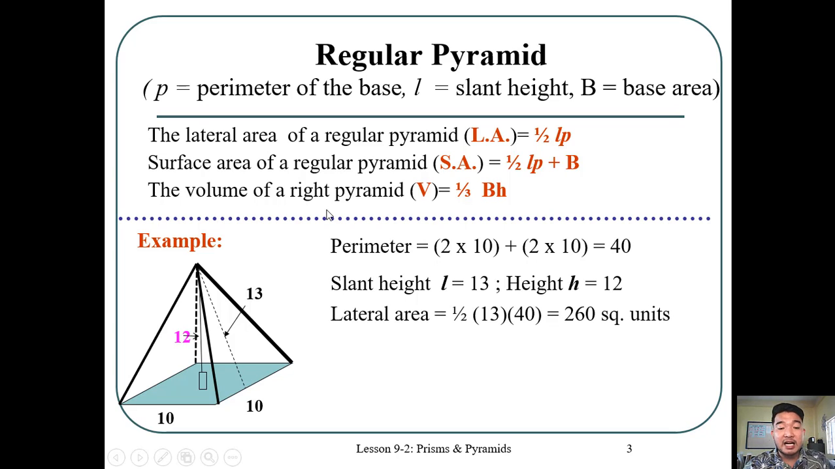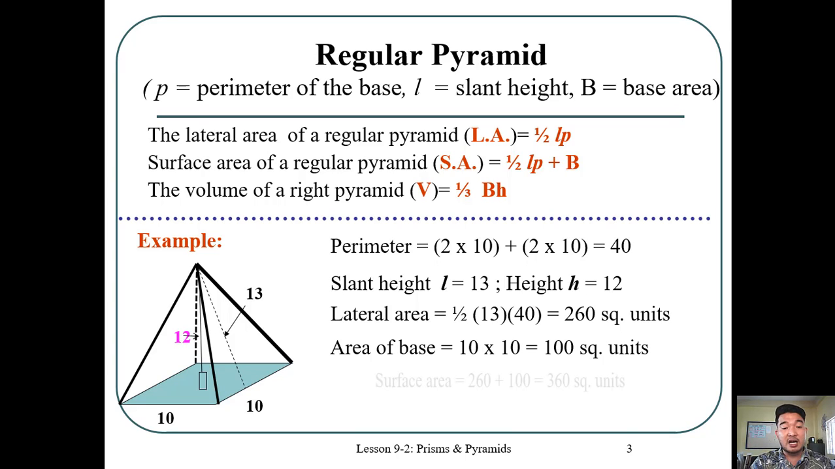How about the lateral area? From the formula, that's 1/2 times the slant height times the perimeter. So you will have 1/2 times 13 times the perimeter, which is 40. So 1/2 of 40 is equal to 20, times 13. That is equal to 260 square units. Take note that since we are solving for lateral area, your unit should always be in square units. The area of the base is simply 10 by 10, and that is equal to 100 square units, since that is a square.